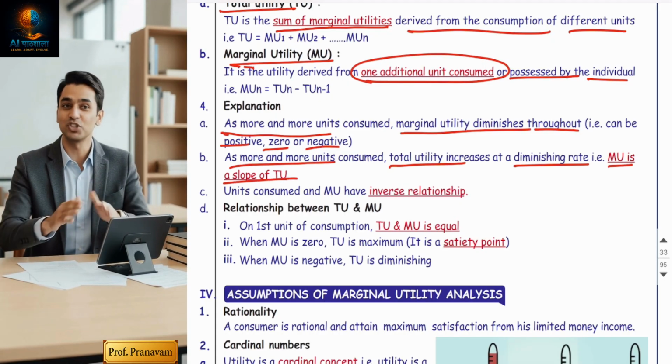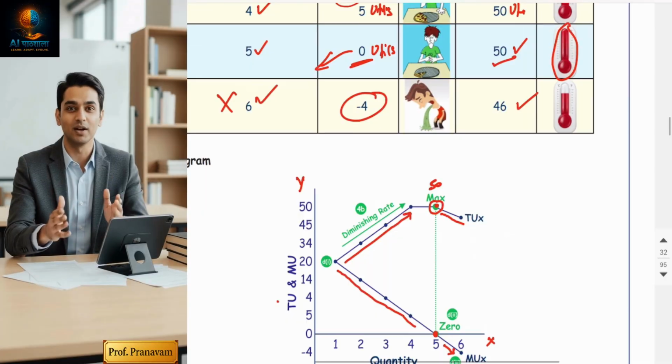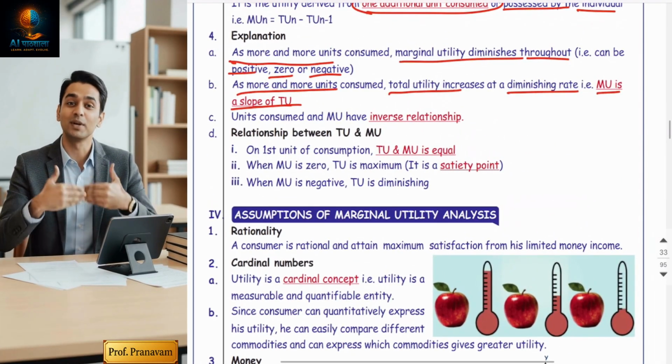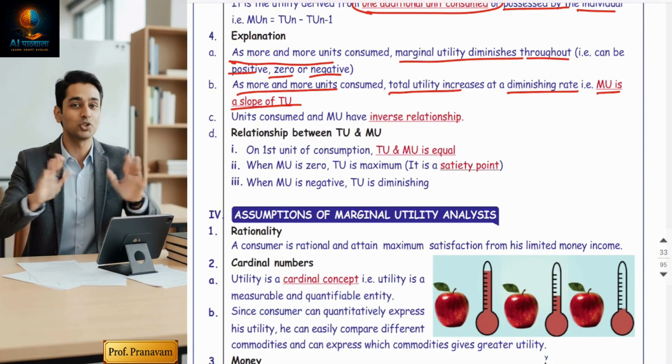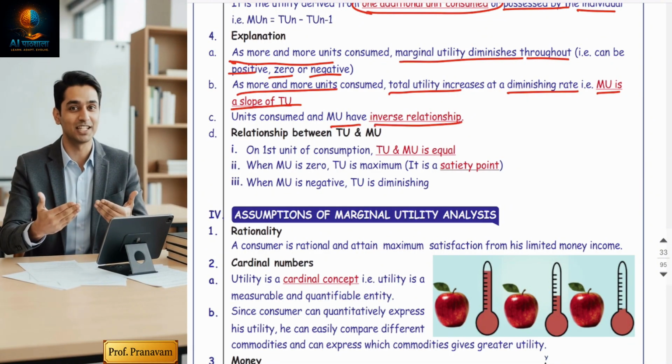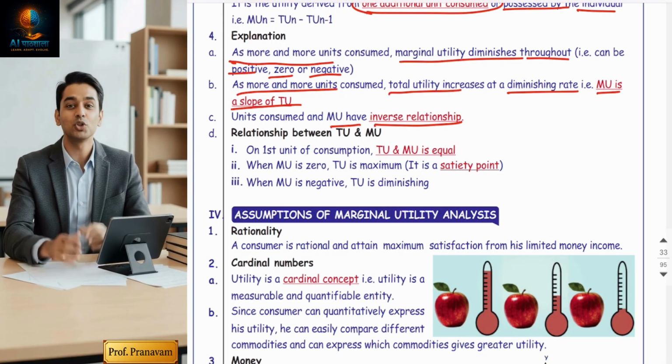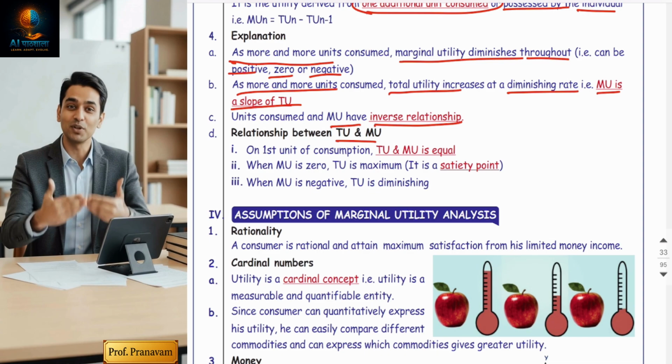MU is the slope of TU. Actually MU is nothing but the speed of total utility. It is the slope of TU. And one more thing you have to keep in mind, units consumed and MU actually have an inverse relationship. Okay, now the relationship between TU and MU.